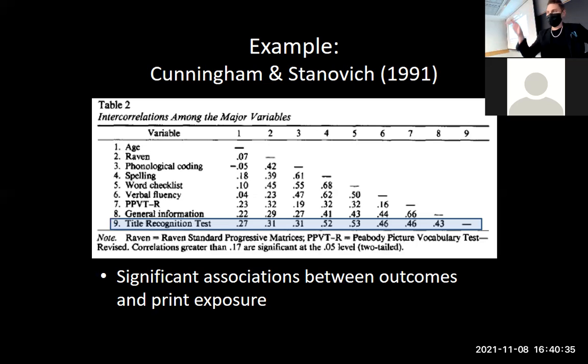And so they get an index of how much exposure to print they have in this way. So these are all different things that are related. We have some IQ tests. They have phonological coding, which is like all of these are components that underpin reading. What they're looking at here is that this title recognition test is significantly correlated with all this other stuff.